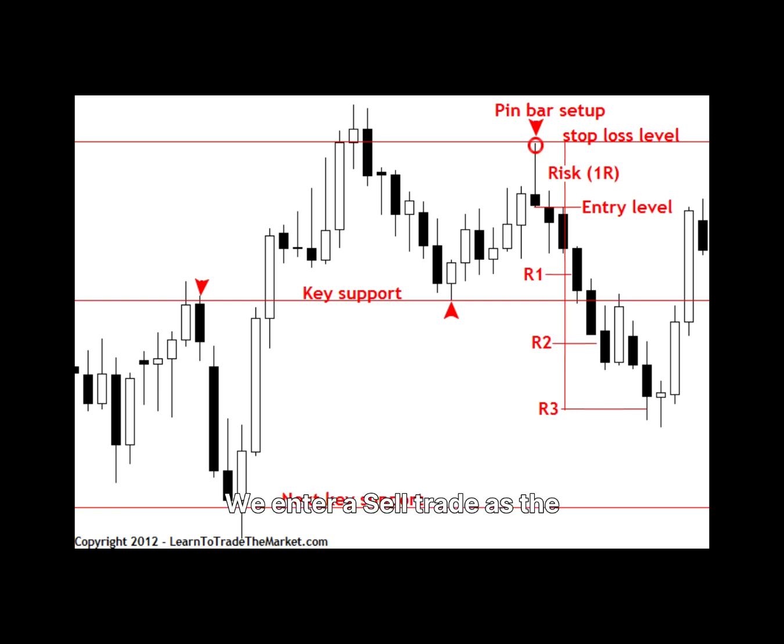We enter a sell trade as the MFI crosses back down below 80. We place our stop loss just above the recent swing high, giving the trade room to breathe. Our take profit is set at the next major support zone, aiming for a risk-to-reward ratio of at least 1:2. This is disciplined, systematic trading.